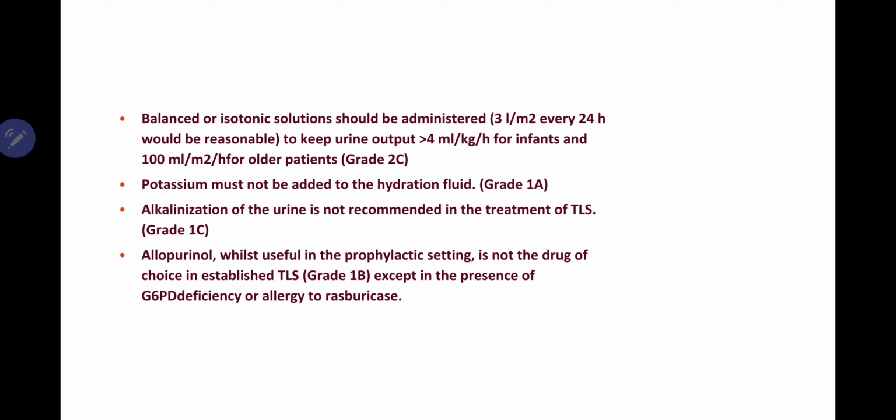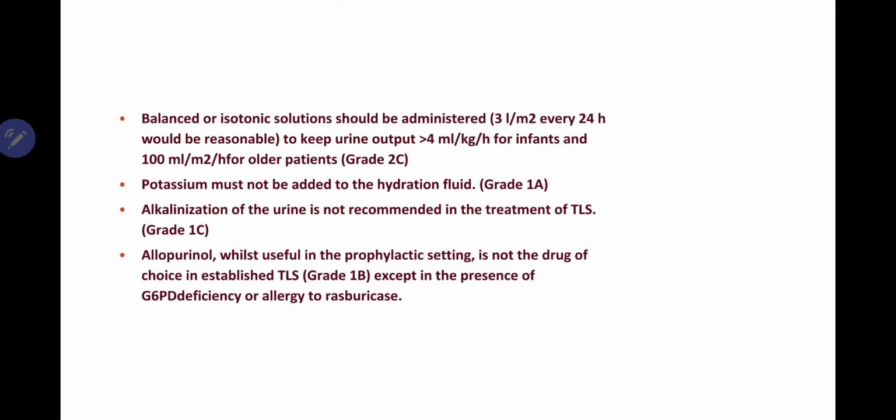Balanced solution or isotonic solution should be administered at the rate of 3 liters per meter square every 24 hours, and to keep urine output, in infants more than 4 ml per kg per hour, and in adults 100 ml per meter square per hour. Potassium must not be added into these fluids. No alkalization of urine is recommended.